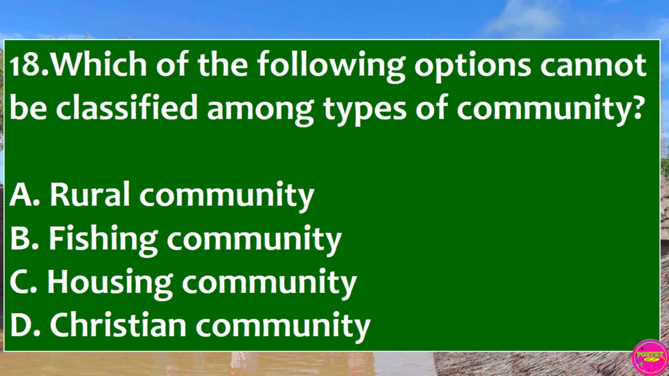Question 18. Which of the following options cannot be classified among types of community? A. Rural community. B. Fishing community. C. Housing community. D. Christian community. The correct answer to this question is C. Housing community.